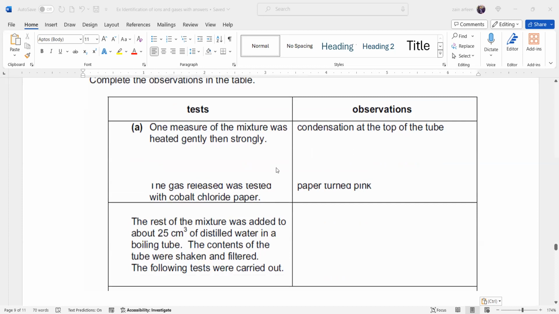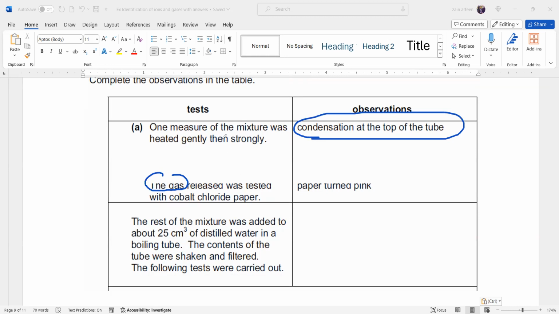And one measure of a mixture was heated gently, a condensation formed. Whenever a condensation is formed, what is the idea given? It's what? Hydrated salt. So for hydrated salts, condensation will form. The gas released, actually this gas is what? These are water vapors. And what is the test for water?